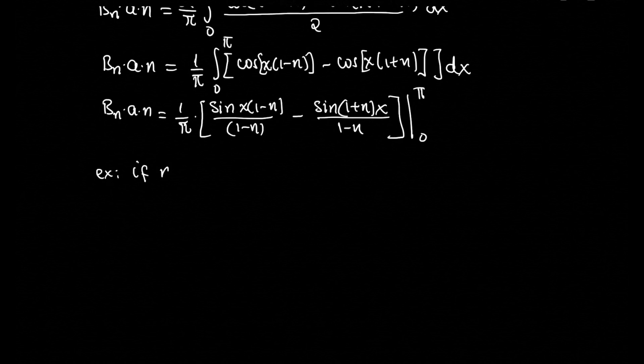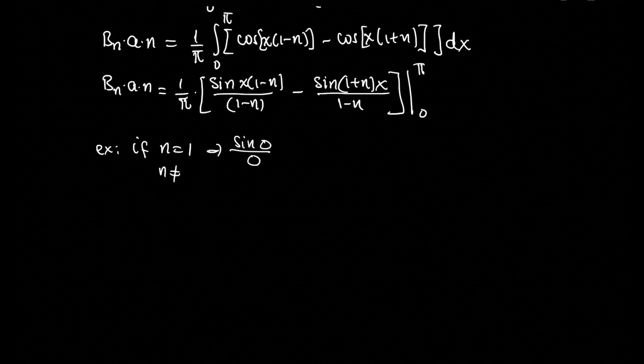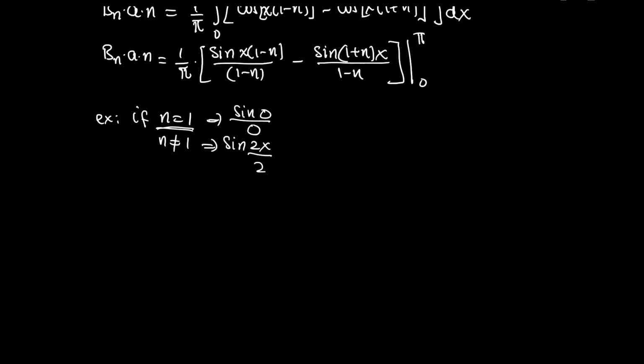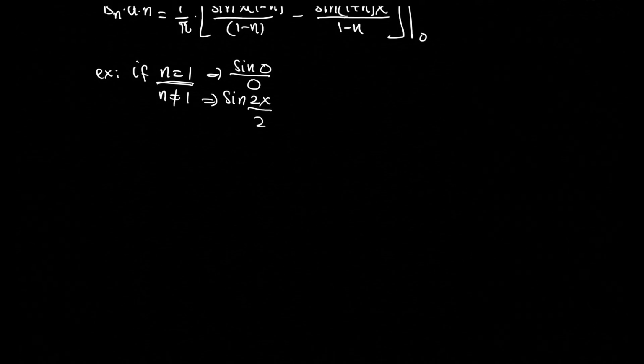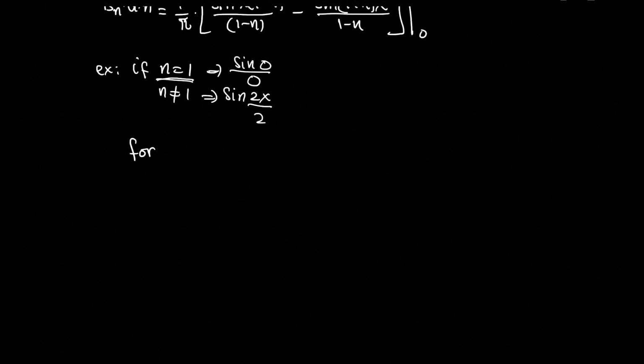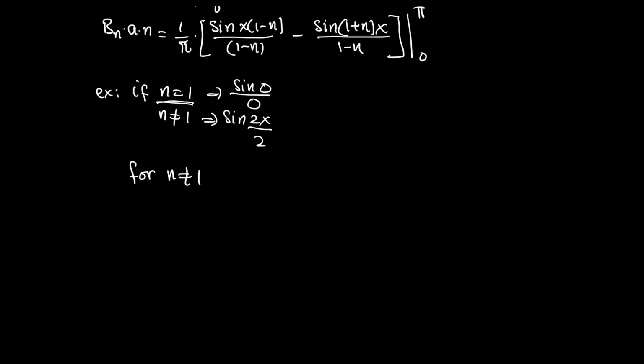For example, if n equal to 1, then here we get sine of 0 over 0, right? But if n is different than 1, we just get sine of some number. For example, 2, and then we sub pi, then we can solve. But we have a problem when we put n equal to 1. So I'm going to evaluate this integral for n different than 1 first.